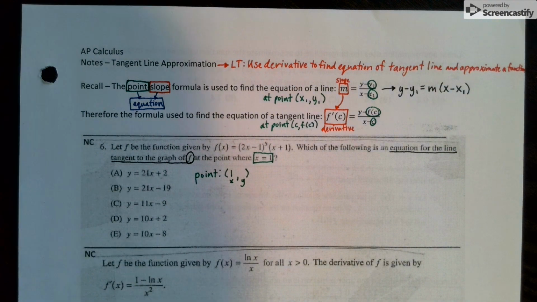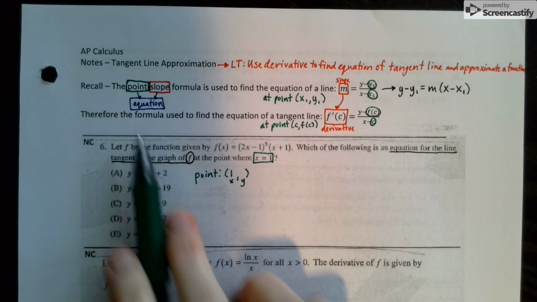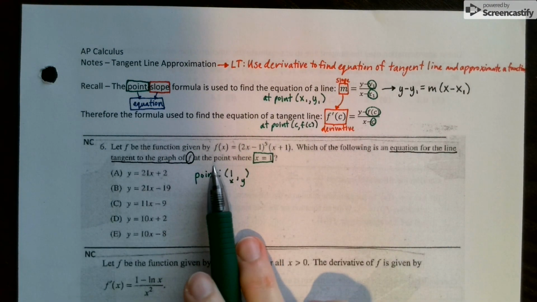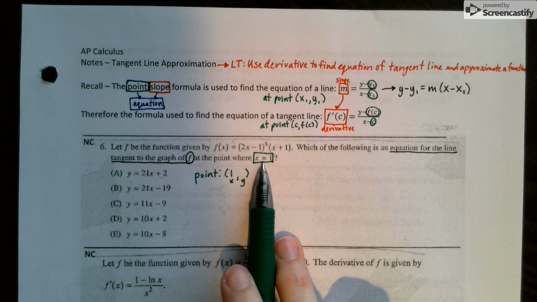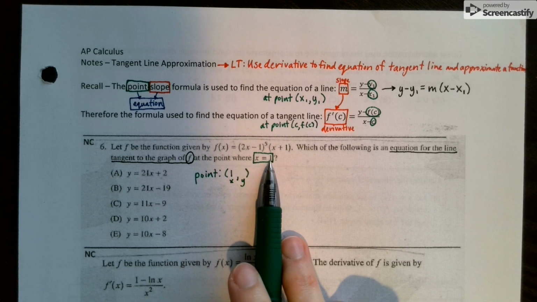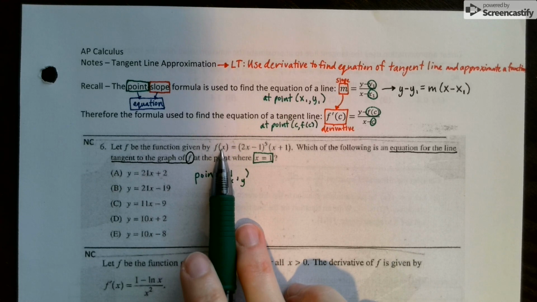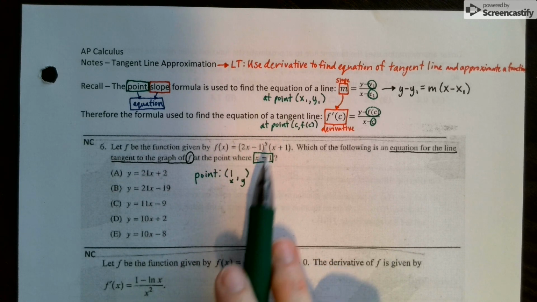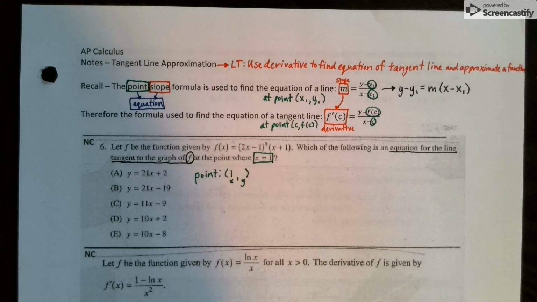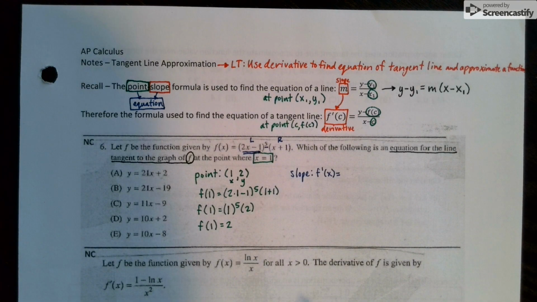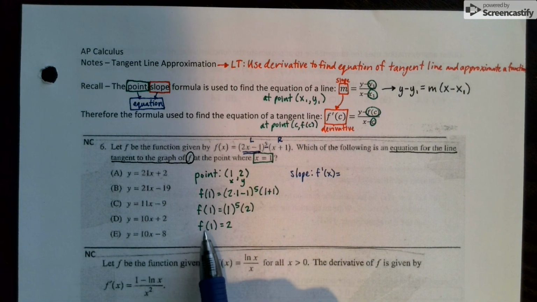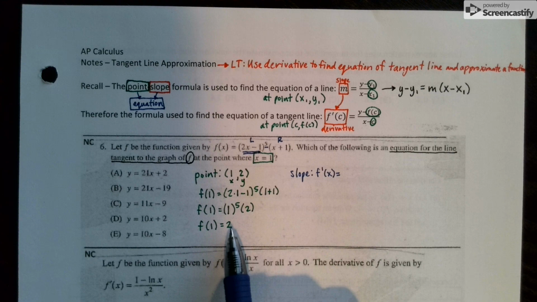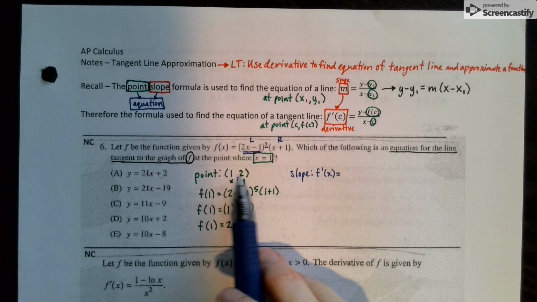So the first thing I need to look for is a point, and in the information in the question we're only given the x value of my point. So I'm going to have to use that x value and substitute it into my original function to get the corresponding y value of my point. So after some quick calculations, I came up with f of 1 equals 2, so 2 is the y value of our point. So (1, 2) is our point.